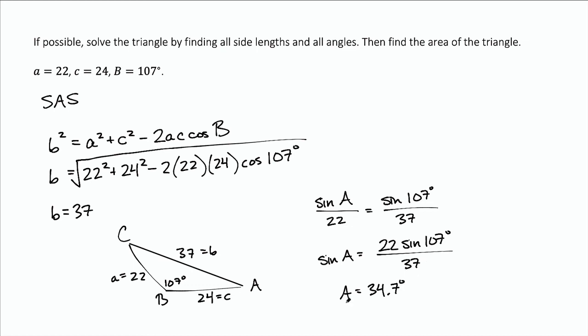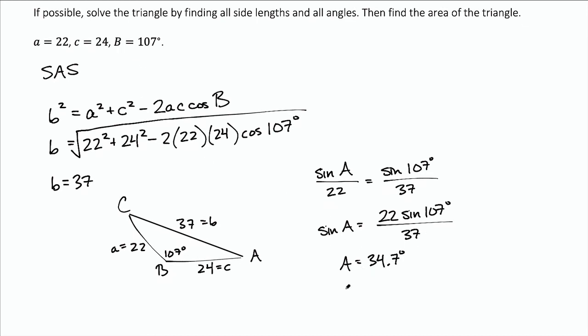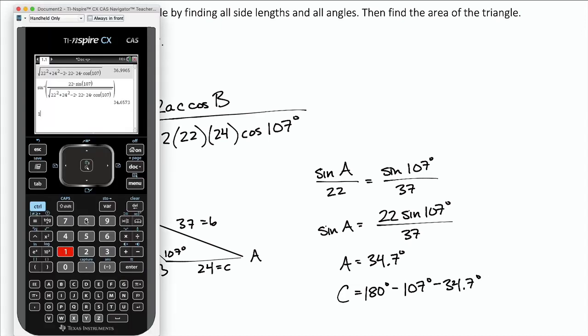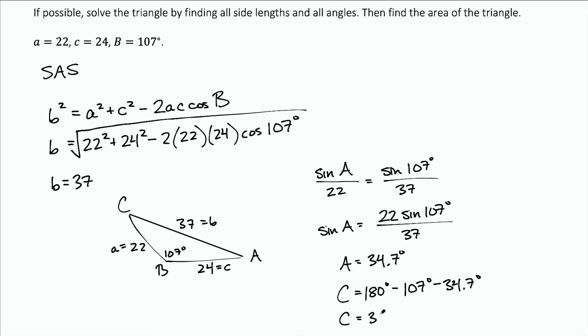34.7. All right, and now I've got two angles, so I can find my third angle by subtracting those from 180. 180 degrees minus 107 minus the 34.7. Let's go ahead and do that here. 180 minus 107 minus that angle there. And we get about 38.3. So C equals 38.3 degrees. And that's our solved triangle. We've got all three angles and all three sides.